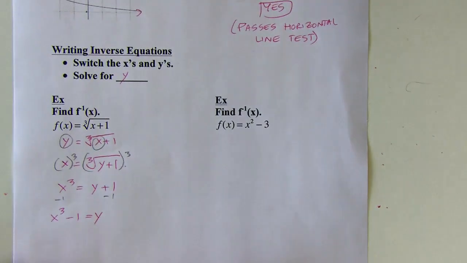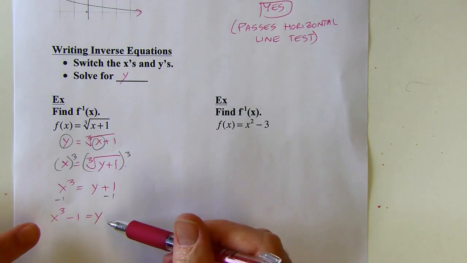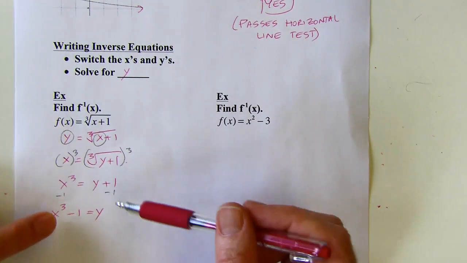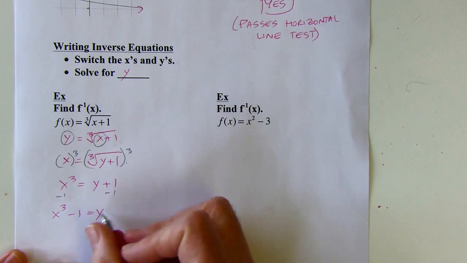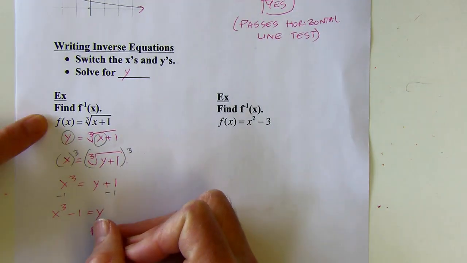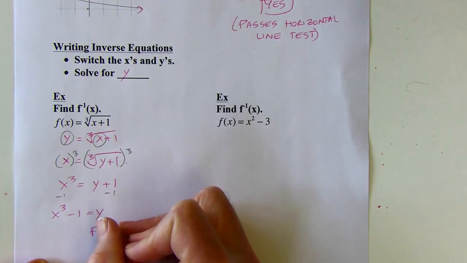Okay, you could leave it like this and it wouldn't be the end of the world, but since the original function is in function notation, I'd probably want to put this back in function notation. So instead of y, I'm going to use f of x form. And now I'm writing the inverse of this, right? So remember, this is the inverse.